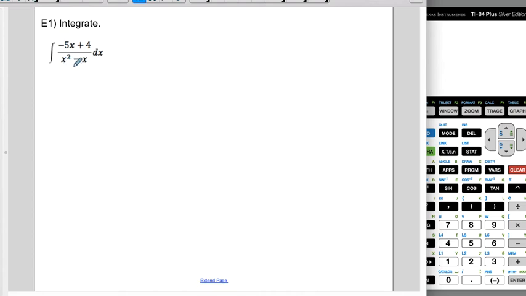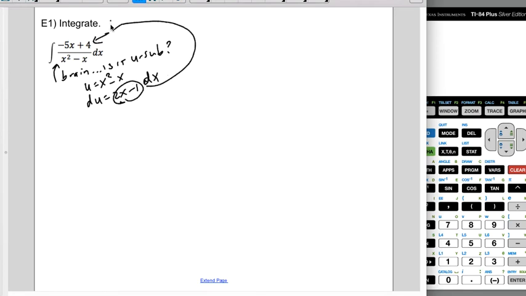The first hint that this is a partial fractions problem is that the denominator factors. Your brain should always do a quick double check that it's not u-sub, because even though you're in BC now, u-sub is still the most common method of integration. So you should just double check and say, wait a second, du would be 2x minus 1, which is clearly not what's in the numerator. So nope, it's not u-sub. You don't have to write that down. I just want to point out that your brain should always do a quick double check that it's not u-sub. So it is not u-sub.